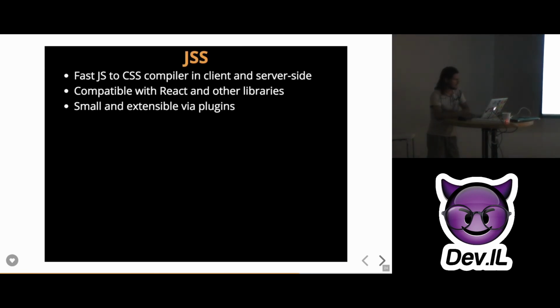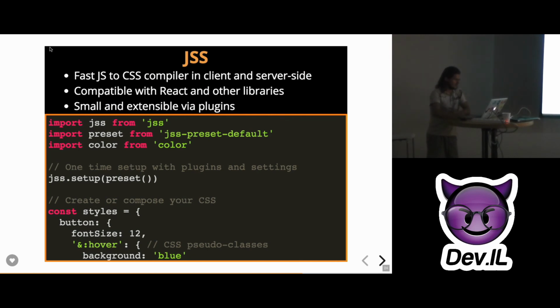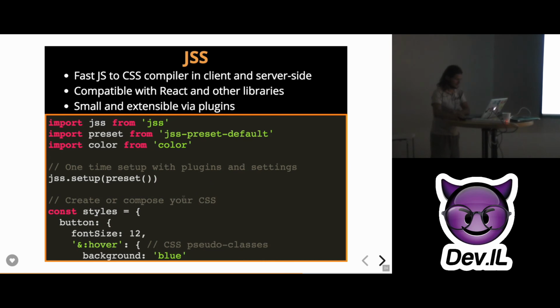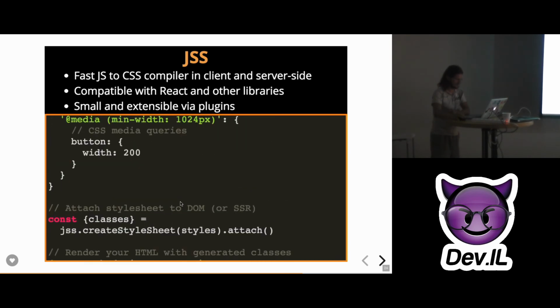So there's JSS. It's a fast JavaScript CSS compiler in client and server side. It's compatible with React and other libraries. It's non-opinionated. It's small and extensible via plugins. So you can have stuff like auto prefixer and all of the PostCSS plugins and optimizations. You have most of those in all of the CSS-in-JS libraries because it's just JavaScript and you can operate on it. And so you have a bunch of imports and a bit of setup, but then you write, it's a pen, so it's upside down.